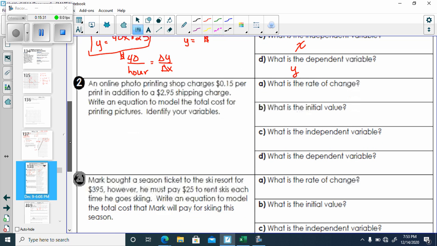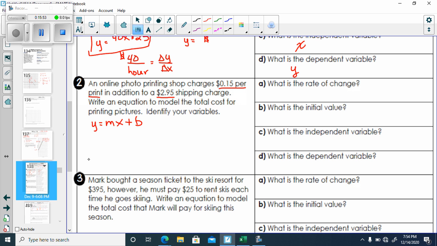Let's look at number 2. An online photo printing shop charges 10 cents per print in addition to $2.95 shipping charge. Write an equation to model the total cost for printing pictures. Identify your variables. My equation is y equals mx plus b.